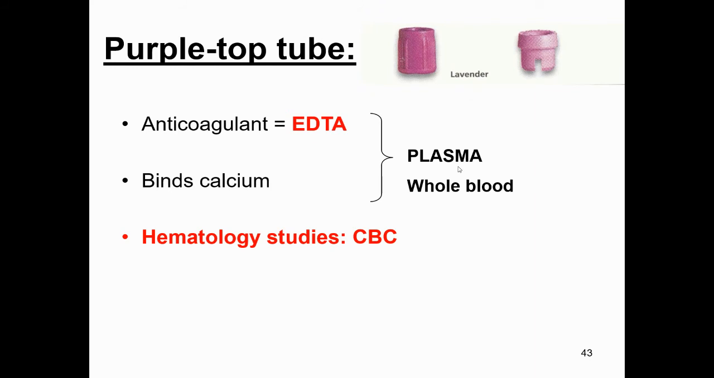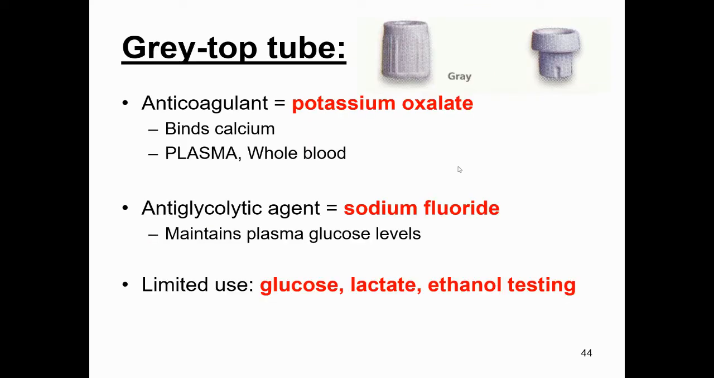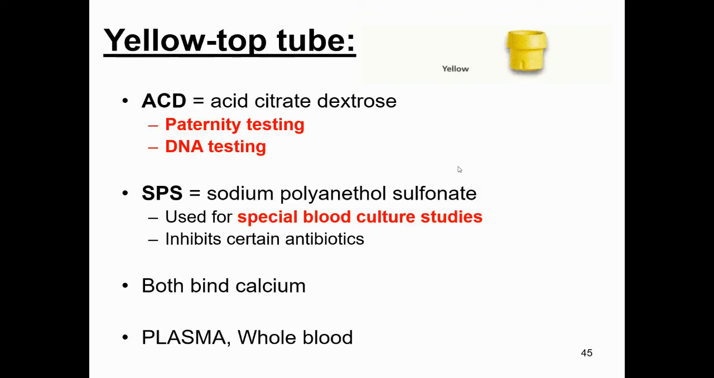So, the purple top tube, the anticoagulant is EDTA. This is for hematology studies like CBC. It binds calcium. We have the gray top tube, the anticoagulant is potassium oxalate. It is an anti-glycolytic agent. It has sodium fluoride. It maintains the plasma glucose levels. So its use is limited. It is used for glucose monitoring, lactate, and ethanol testing.